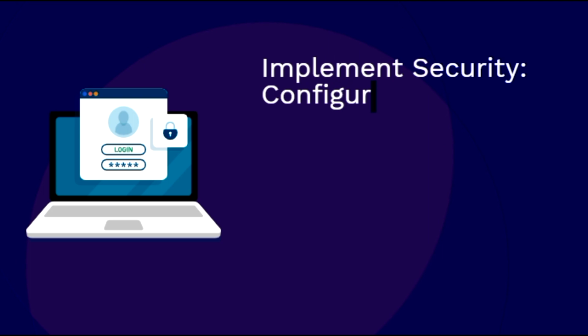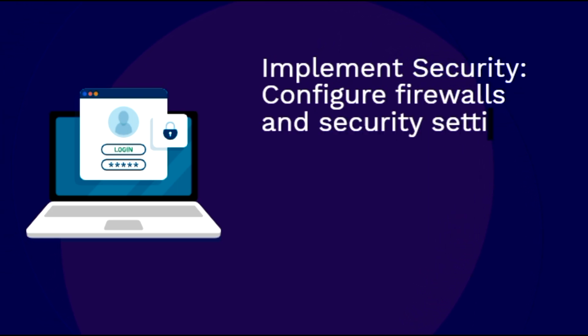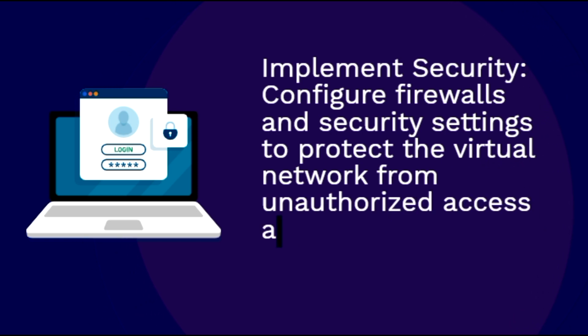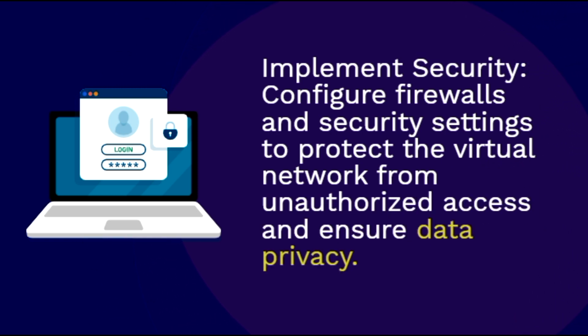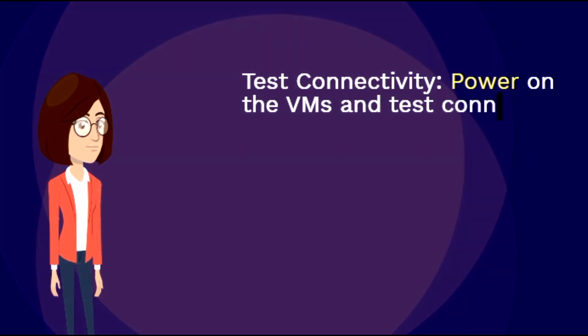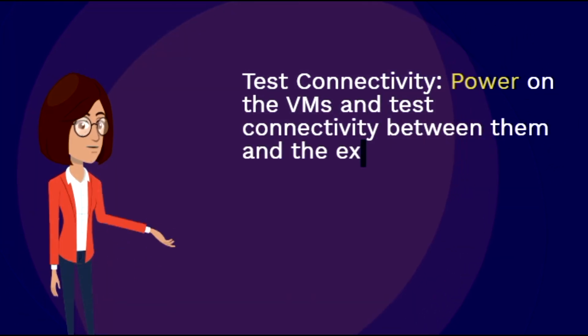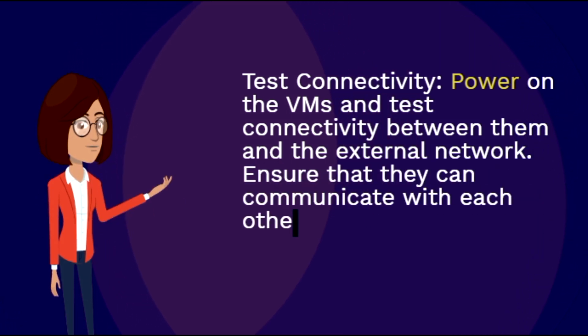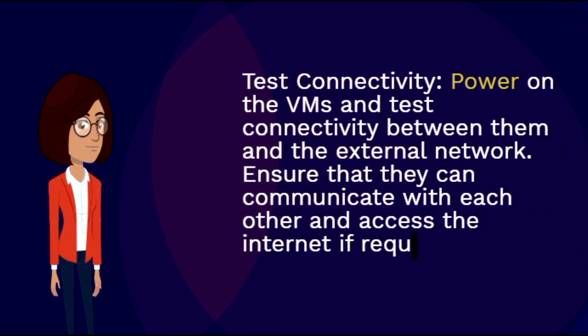Implement security. Configure firewalls and security settings to protect the virtual network from unauthorized access and ensure data privacy. Test connectivity. Power on the VMs and test connectivity between them and the external network. Ensure that they can communicate with each other and access the internet if required.